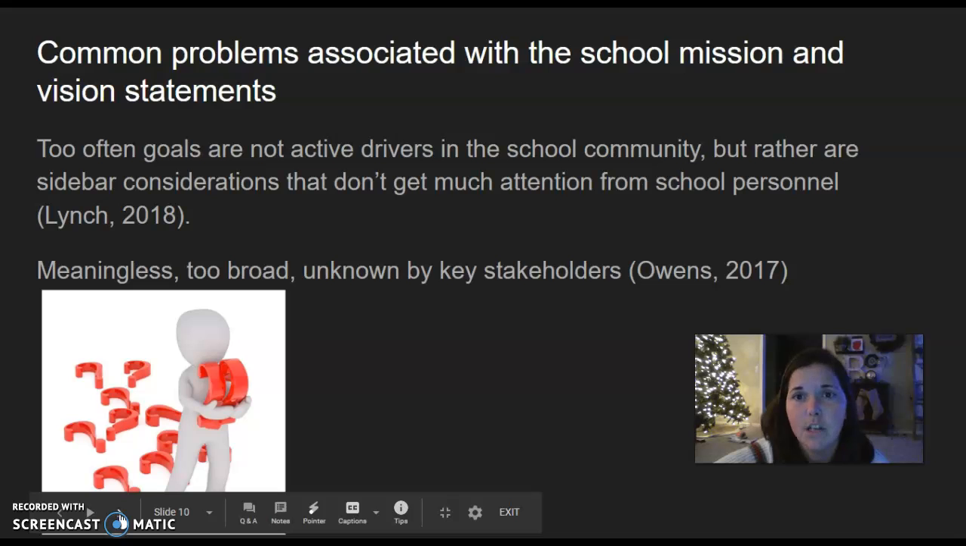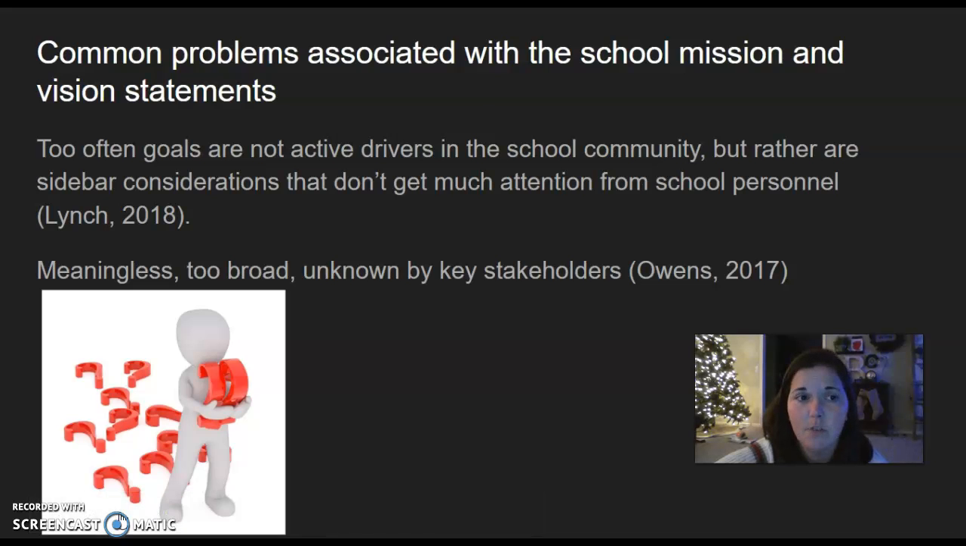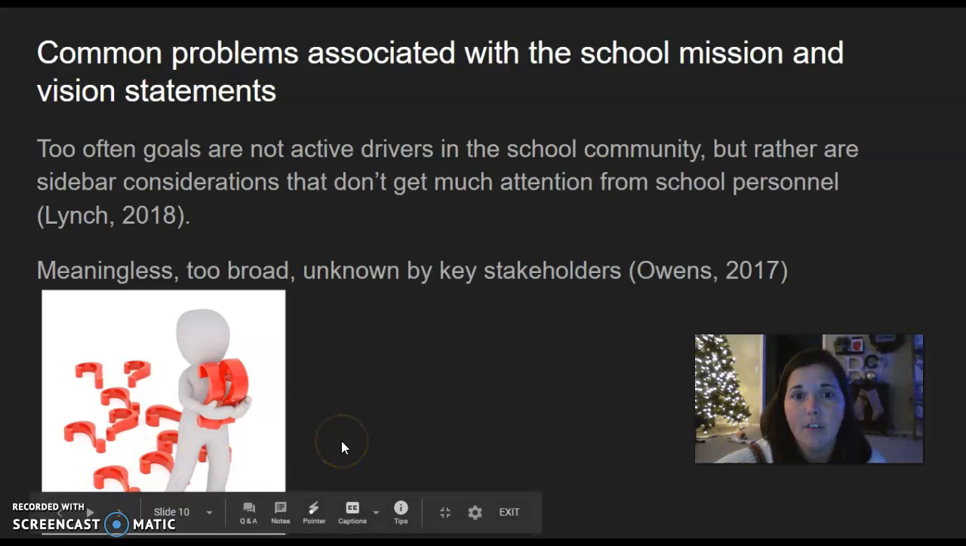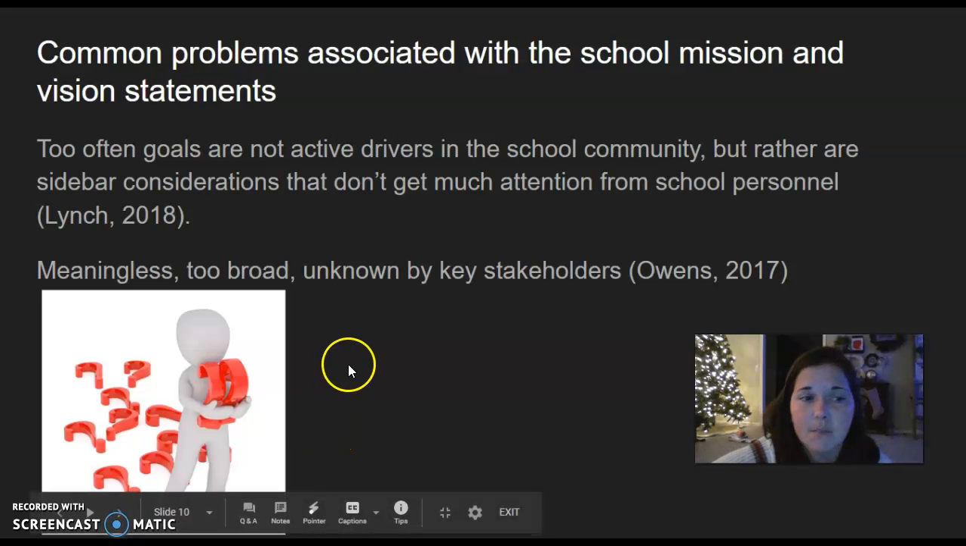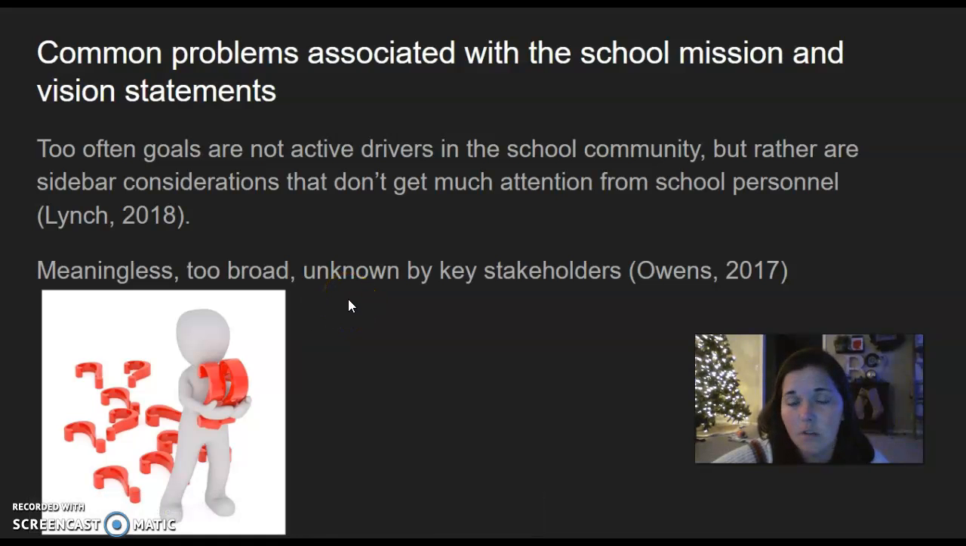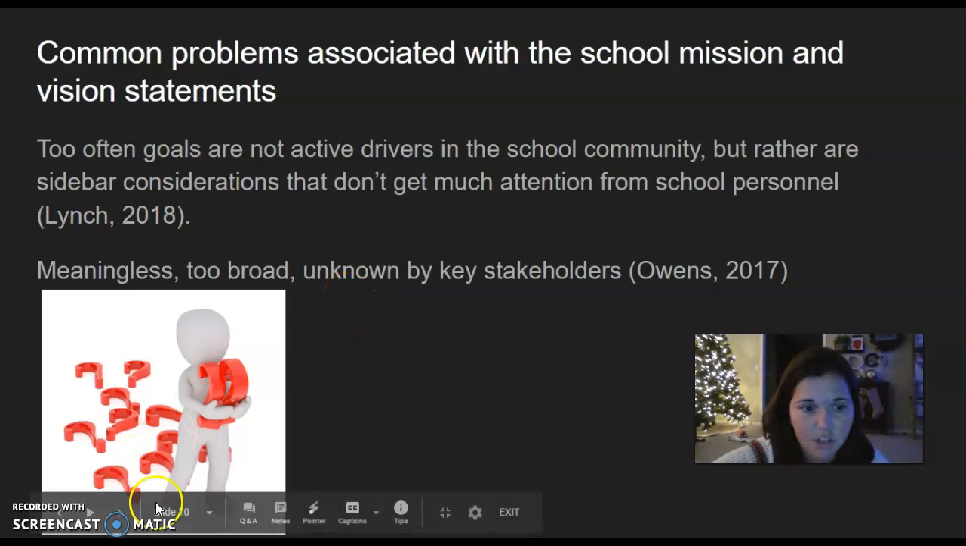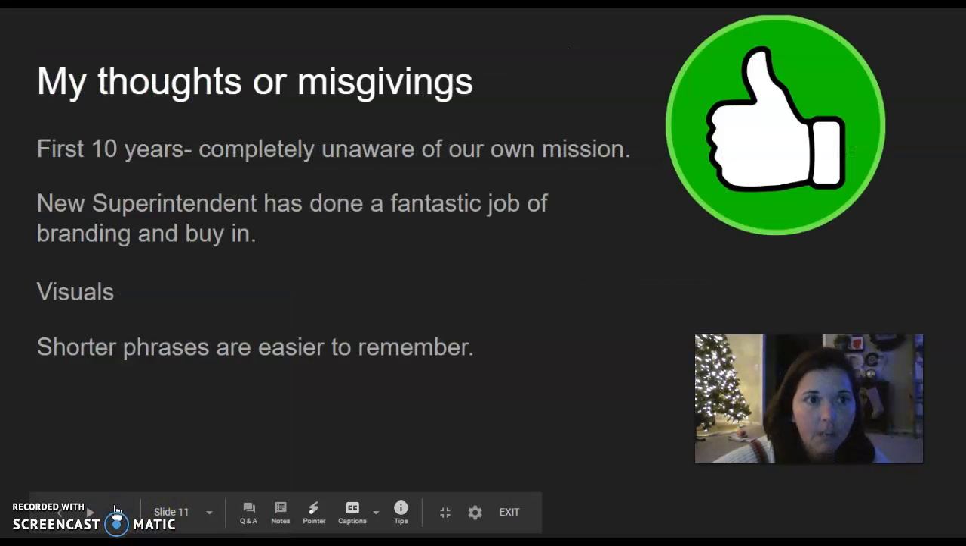Common problems associated with school mission and vision statements. Too often, goals are not active drivers in the school community, but rather are sidebar considerations that don't get much attention from school personnel. Sometimes they can be just meaningless. They might be too broad, or it might be a great mission statement that is just unknown by key stakeholders, so it's not shared appropriately or often enough.